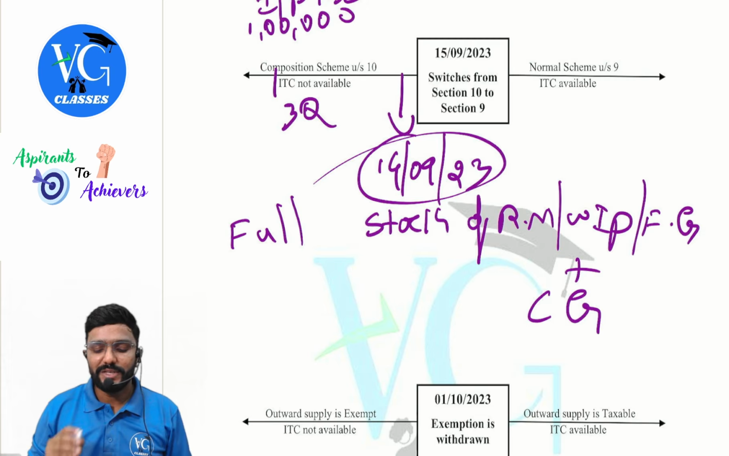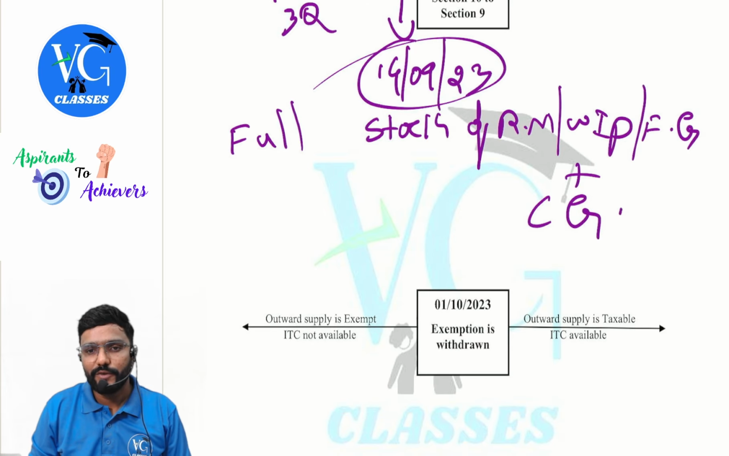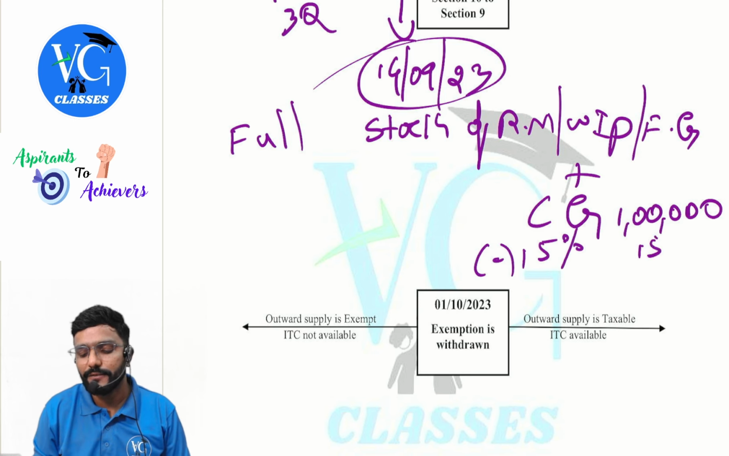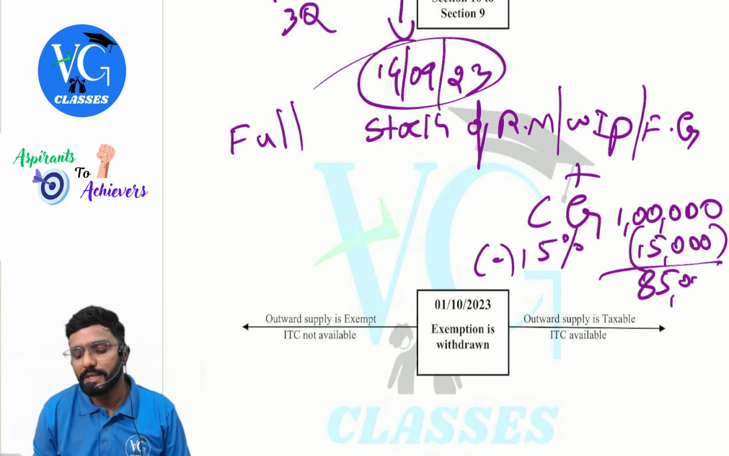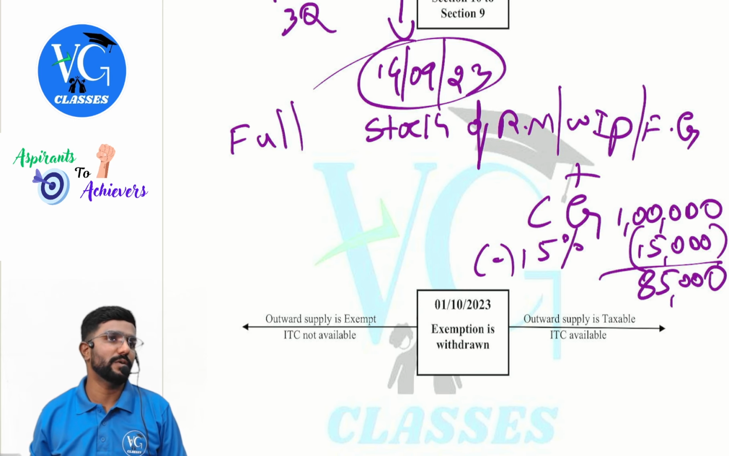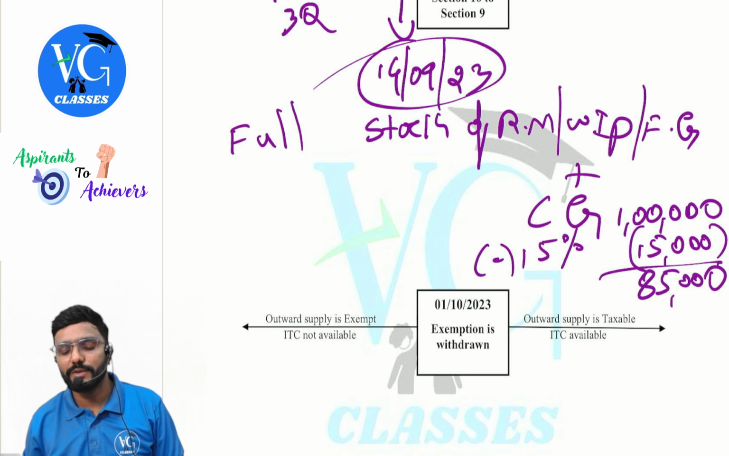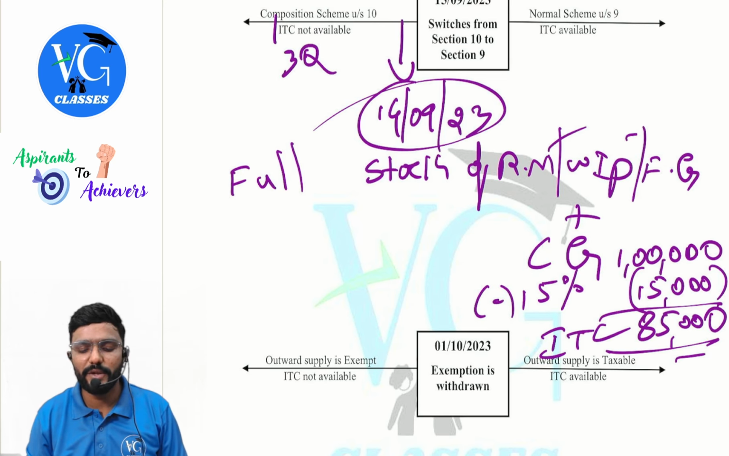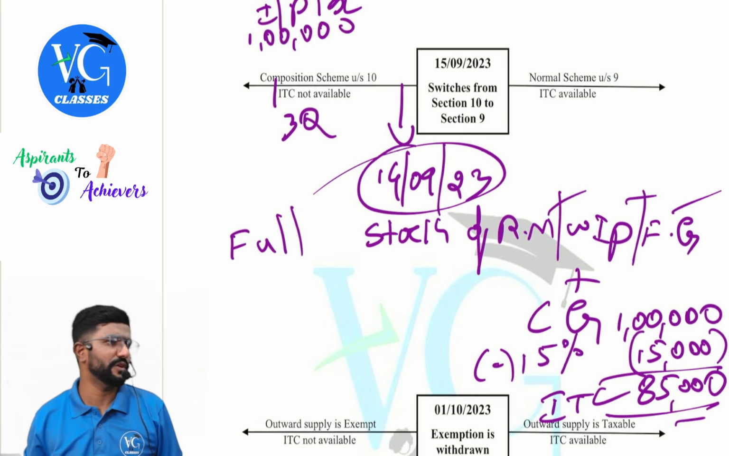Now, sir, how much credit can I claim for capital goods? From 1 lakh, we have to reduce 5% for 3 quarters, 15%. How much is that? 15,000. So how much is left? 85,000. 85,000 credit I can claim, guys. Whereas for raw material, WIP and finished goods, whatever is the credit, I can claim in full.